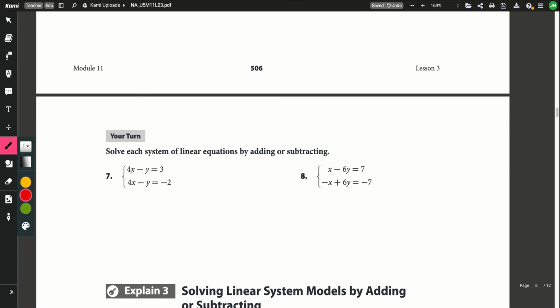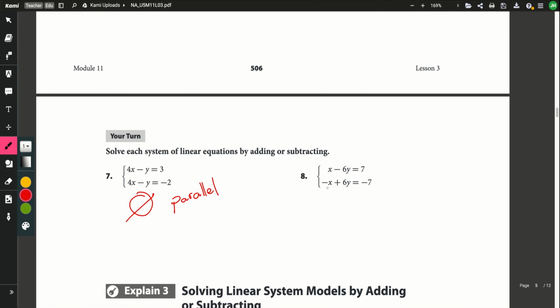This one, you can tell just by looking. These x's, if we subtract, they will go away. These y's will go away. 3 minus -2 is not going to be 0. This is 0 solutions. They are parallel.